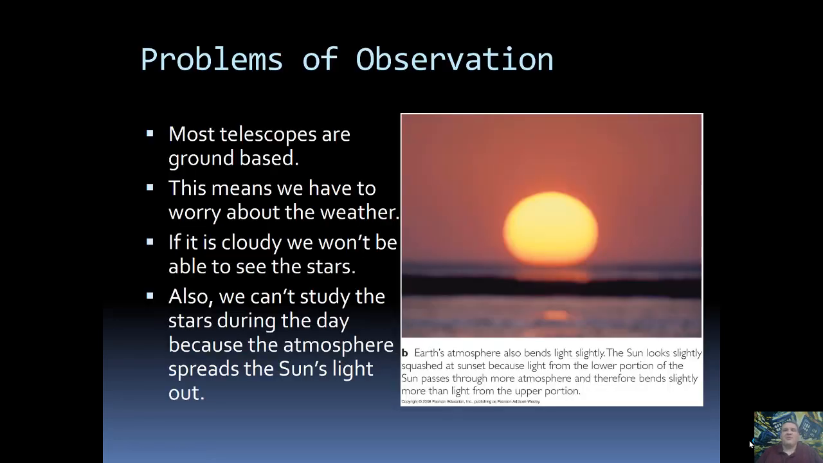So let's talk about some problems we have when trying to observe. One problem is that most telescopes are ground-based, which means we have to deal with weather. You can't see anything when the sun's up, and you're not going to be able to see anything if it's cloudy, and you really don't want to be pointing your telescope up into the sky if it's raining. And so astronomy is actually a weather-based science, meaning that depending on what's going on with the weather will determine whether or not you're actually able to observe.